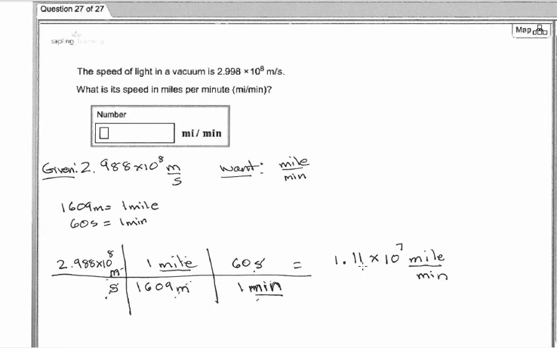I took it to 3 sig figs, but looking at the given value, I probably should have taken it to 4 sig figs. And I can't change this right now because this is a copy, but if I were entering my answer in, I would keep 4 sig figs.